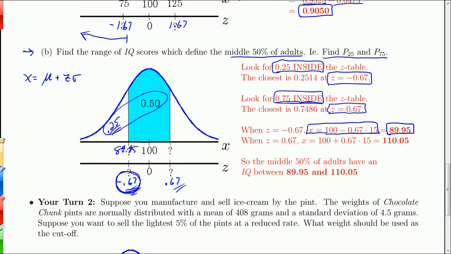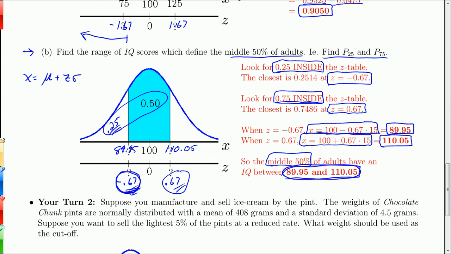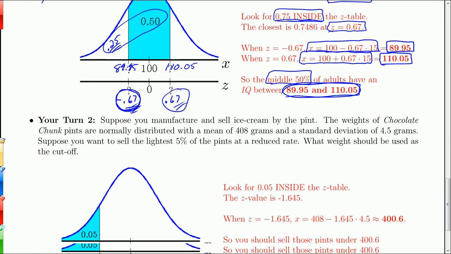And then the next one, the higher one, is 0.67 standard deviations above the mean. So I take 100 plus 0.67 times the standard deviation, and I get 110.05. So that's the IQ I'm looking for. That's what we wanted. The middle 50% of us have an IQ between 89.95 and 110.05. Right? So let's move on to your turn number 2.